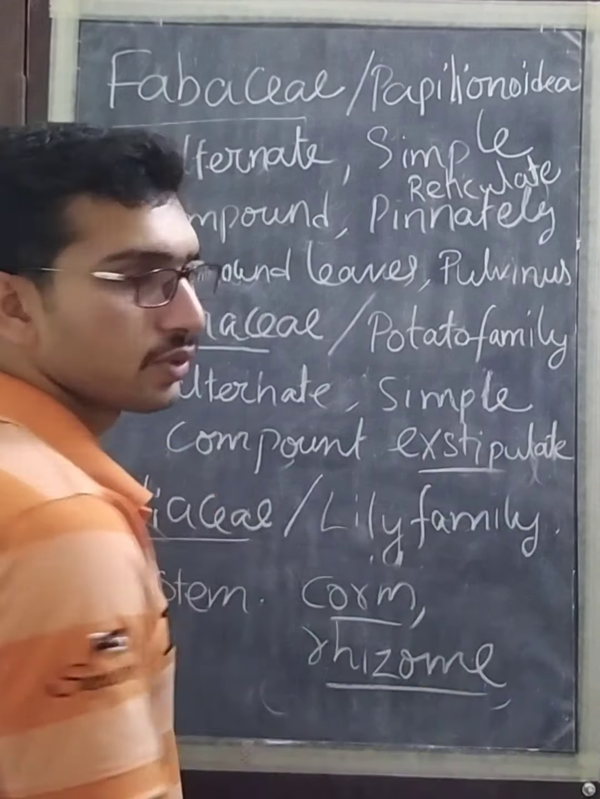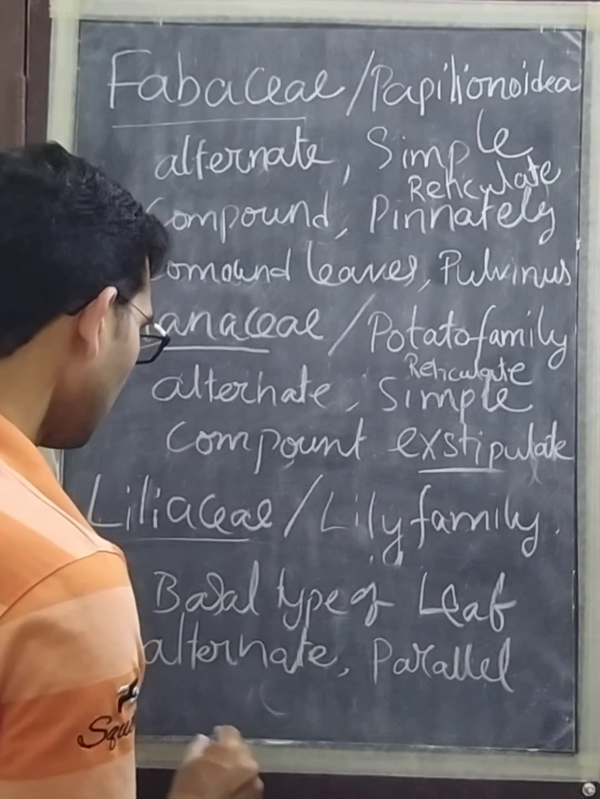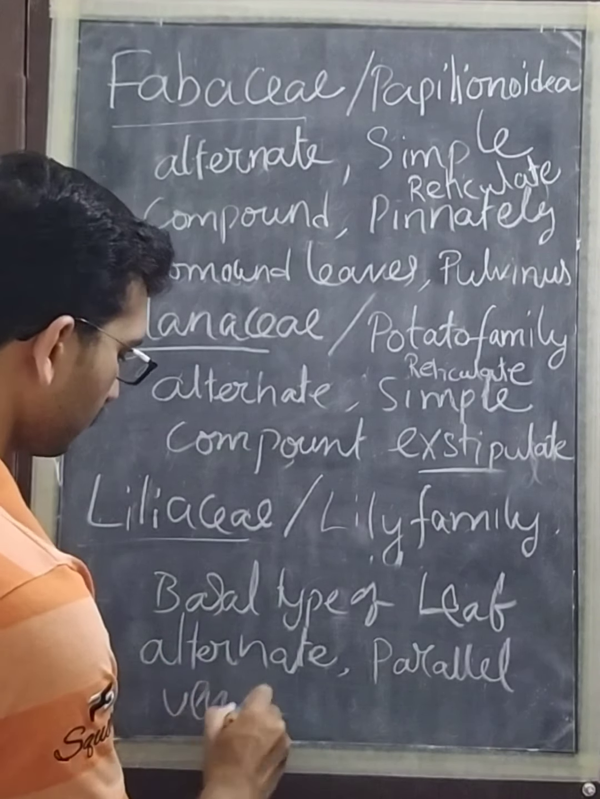But when it comes to the Liliaceae family, the leaf is the basal type, that means the leaf base is flattened and the leaves are arranged alternate. That means each node has one leaf, and stipules are absent. The tip of the leaves can be modified into tendrils. Especially in the Liliaceae family, leaves show parallel venation.